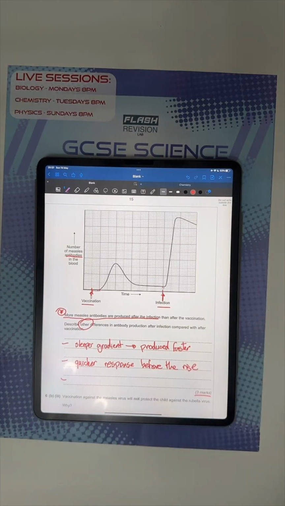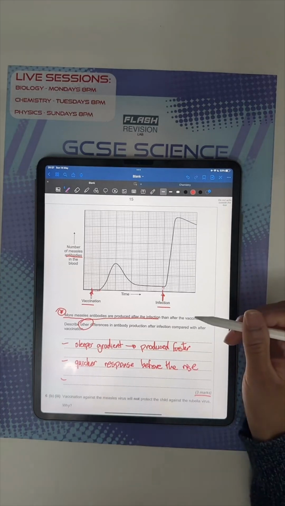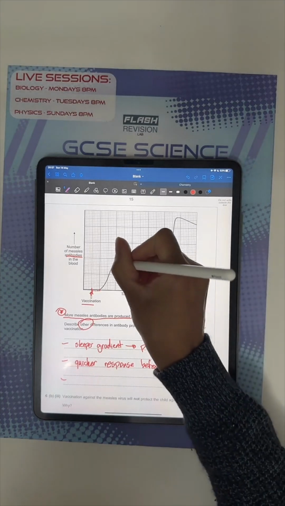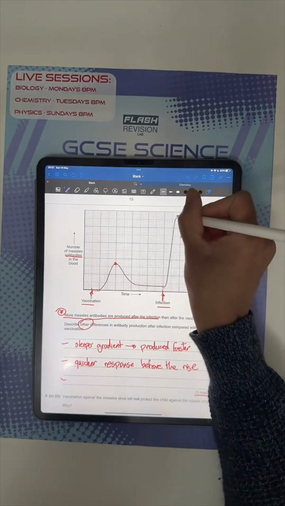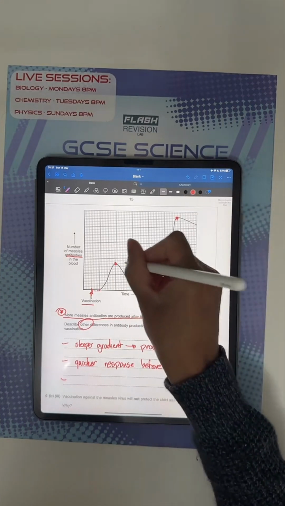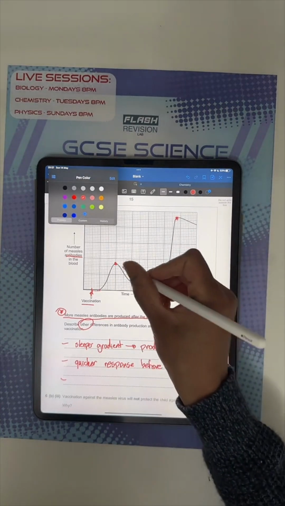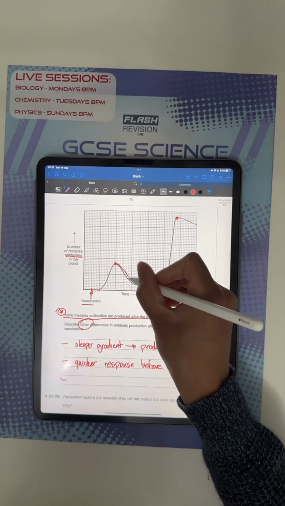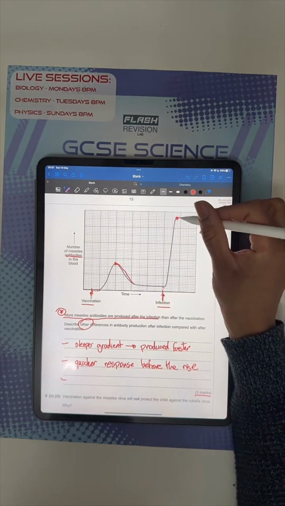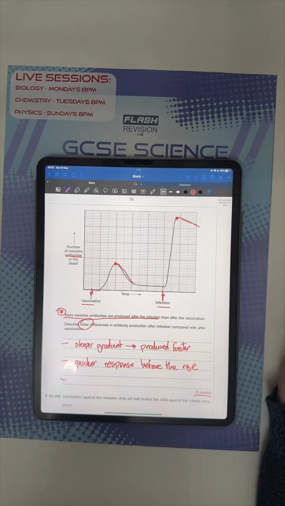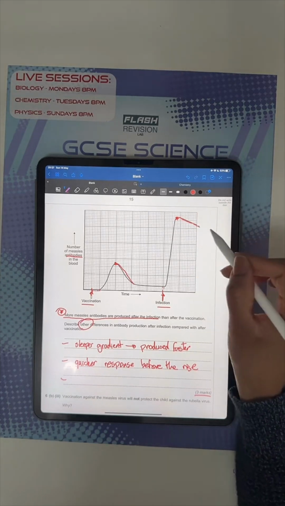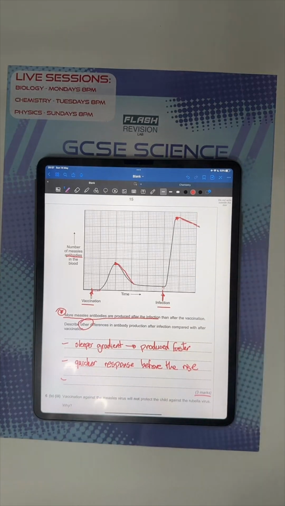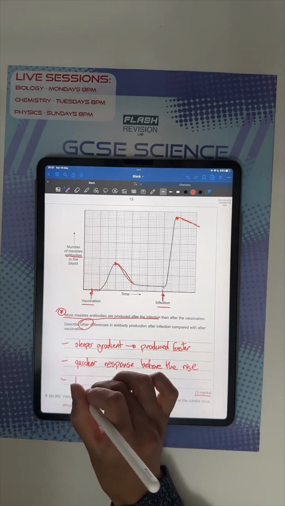And we got one more. Yes, lasts longer. Good. So this is when you've got to look at the peak. Once it's peaked, what happens after the peak? See that? That's where the maximum antibodies are. See here, it goes back down really quickly, compared to this, which starts to go down quite slowly. So this lasts longer. It doesn't drop as fast, so it lasts longer. That's another one.